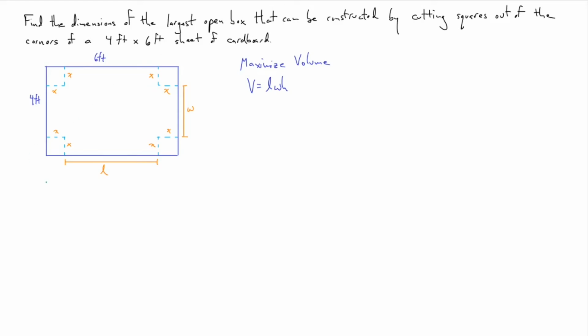For example, this whole distance from here all the way over to here is 6 feet, and we've taken off x over here and x over here, and L is what we've got left. Which is to say that L is 6 minus 2x, minus an x for each of the 2 corners. And by the same reasoning, W is 4 minus 2x. And that lets us rewrite the volume in terms of a single variable.